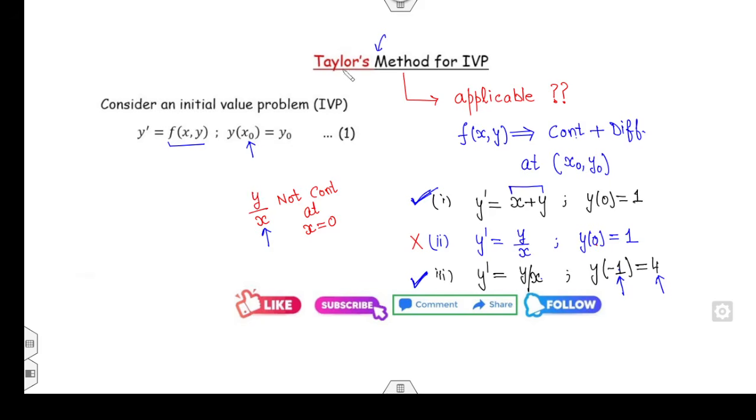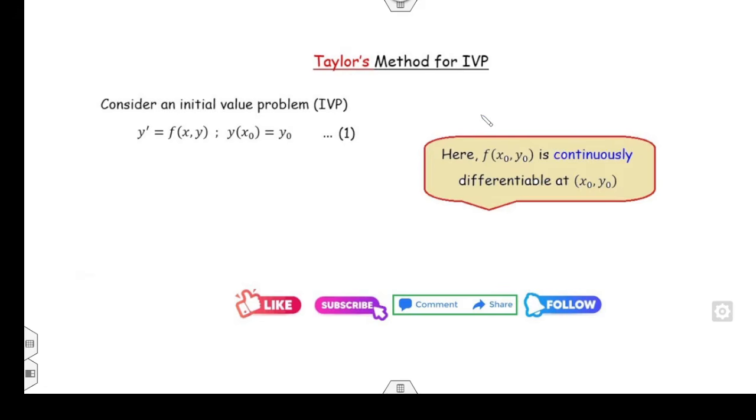So basically, when the Taylor method is applicable, you just check that the function is continuous and differentiable. So the necessary condition is that the function must be continuous and differentiable. Once you know that, your target is to find the second derivative, third derivative, and so on. How can you find the second derivative?